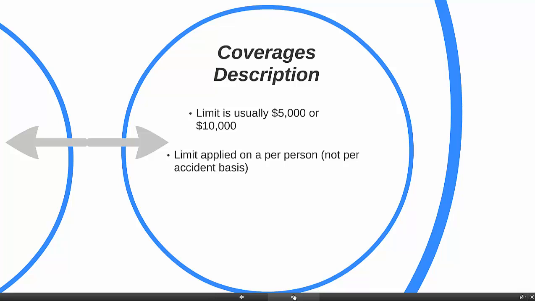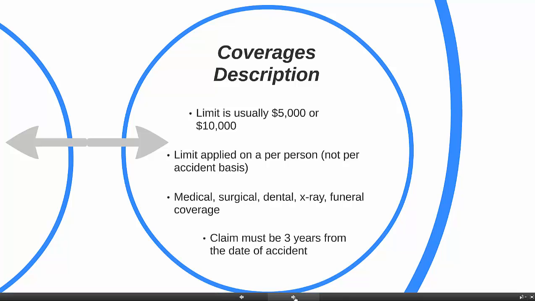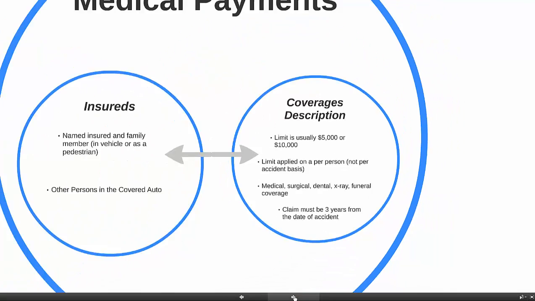However, the limit is applied on a per person, not a per accident basis. So if 5 people in your covered auto are injured in one accident, conceivably if you have $10,000 of MedPay coverage, each one could get $10,000 or a total of $50,000. The coverage pays for medical, surgical, dental, x-rays, and funeral coverage in the event that an individual dies in the accident. The one key is that the claim must be made within 3 years from the date of accident to be collectible.